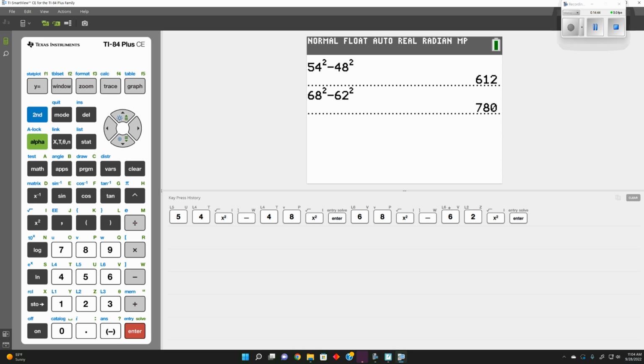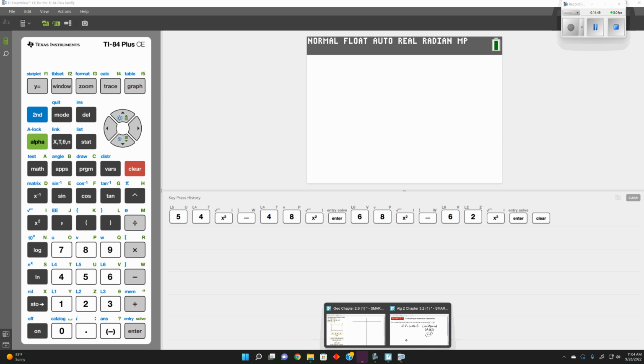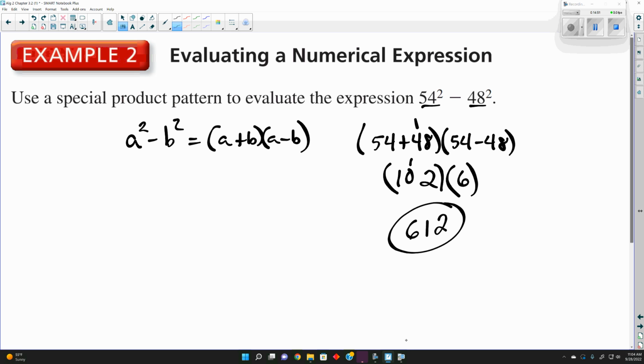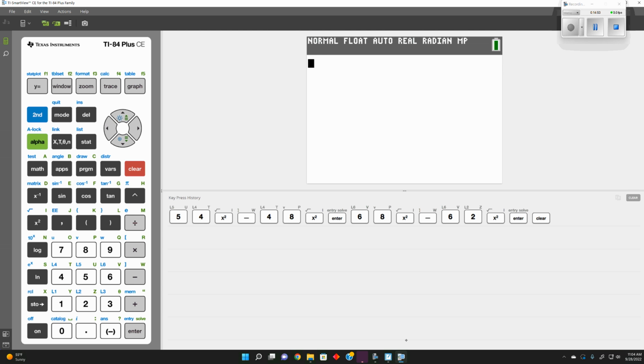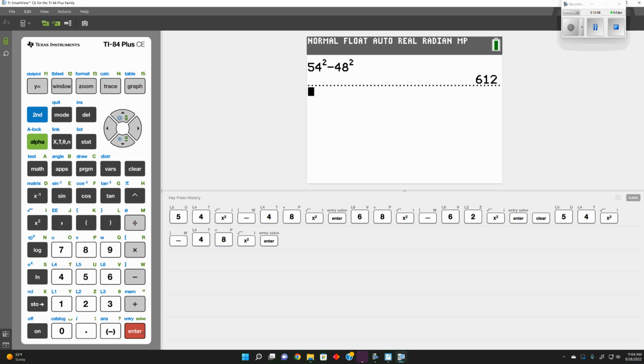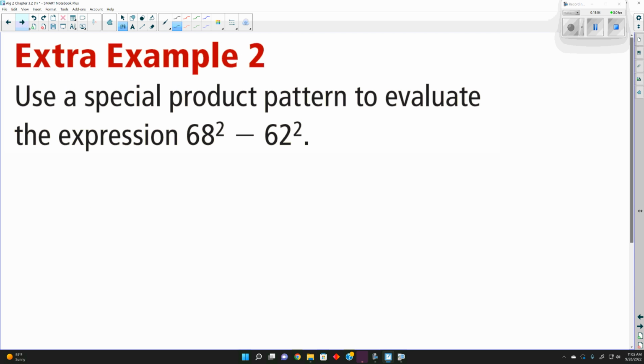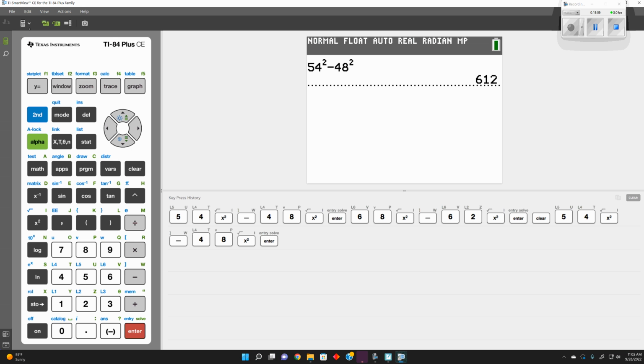Let's see here. So, 54 squared minus 48 squared. Just two numbers. 68 minus 62 squared. 780.